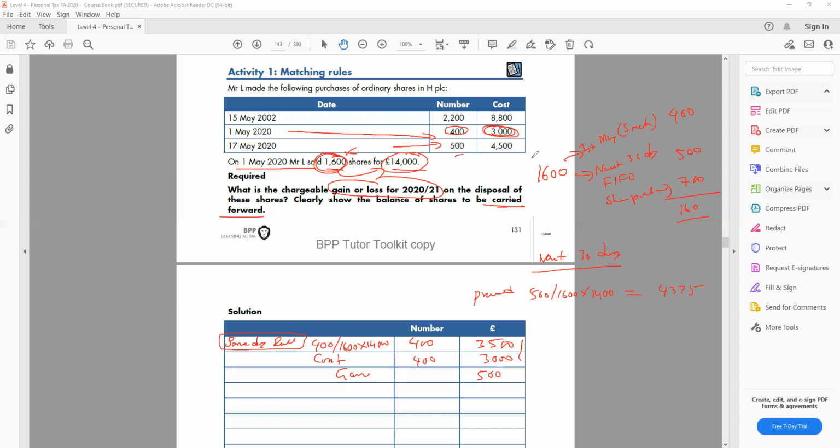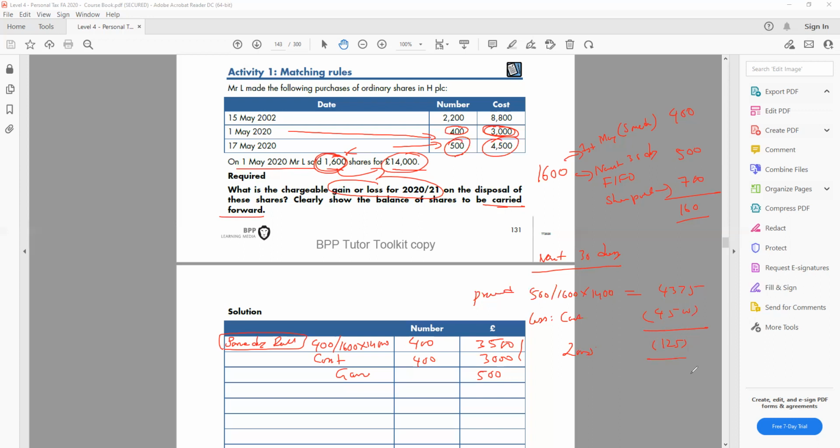And the cost for those 500 shares was 4,500. So less the cost of 4,500. And if we minus that, the difference is 125. And this is my loss. It's not a gain, it's a loss.